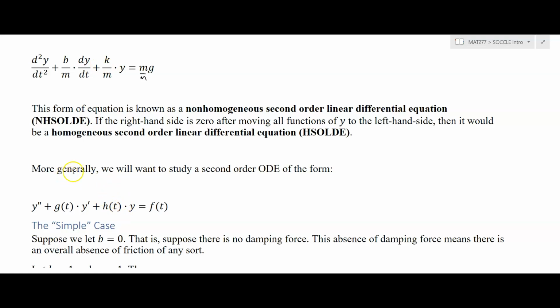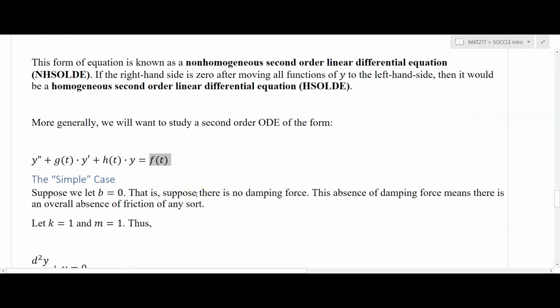But in general, if we go beyond just the spring mass system, we may want to study situations in which this coefficient is not a constant, but some function of time. So we're foreshadowing what's to come later. Same thing here. This in general doesn't have to be a constant. It could be some function of time. And this over here can also be some function of time. And so this would embody the non-homogeneous second-order linear differential equation that we want to study.